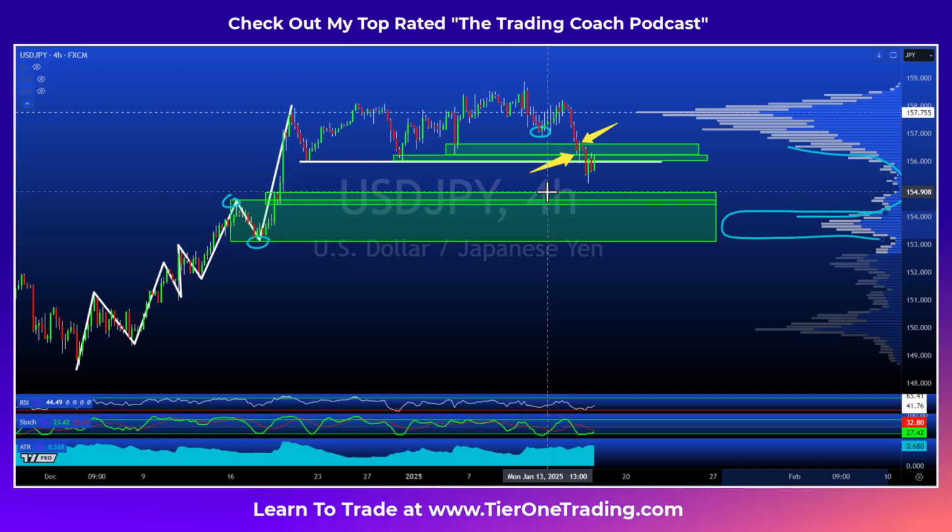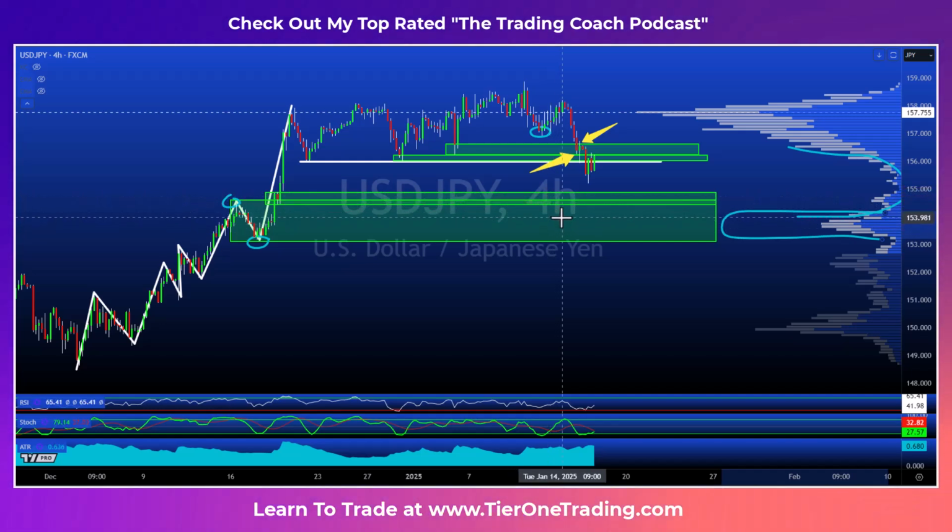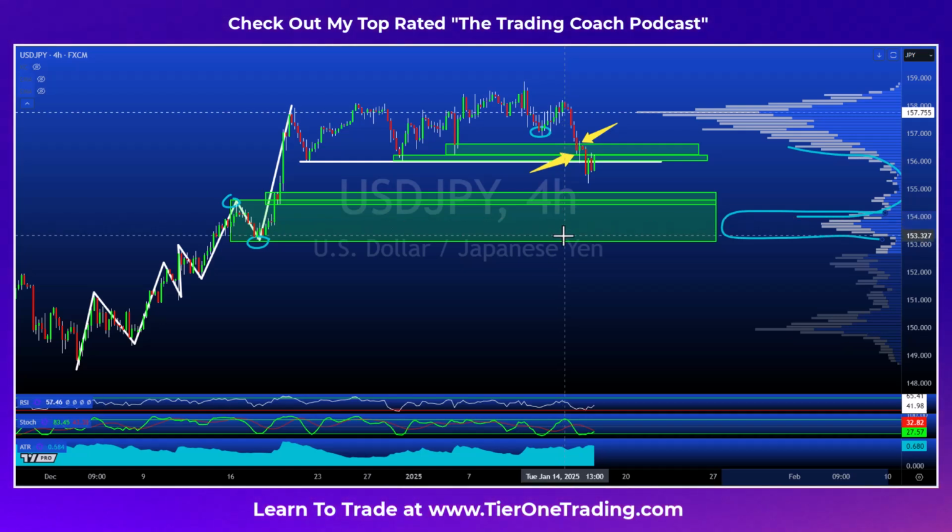So you could look at a conservative level, maybe right here at 154.90s. But if you want to be more aggressive, you can probably aim all the way down, I think Alex said this earlier, for about 154.